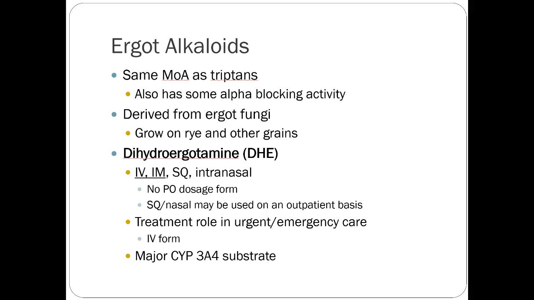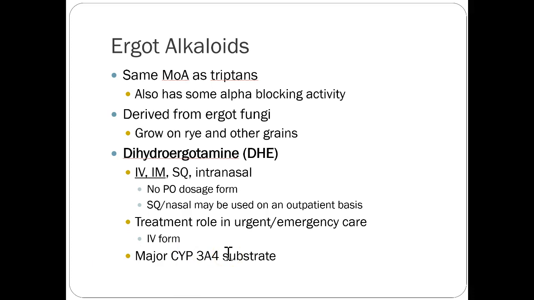There's another class called ergot alkaloids. There's really just one medication here. It's called dihydroergotamine, or DHE. It's an IV, IM, sub-Q, or intranasal med. There's no PO dosage form. It's a little bit more potent than a triptan, but it works similarly. It's also a CYP3A4 substrate, so as far as drug interactions go, it could be substantial.